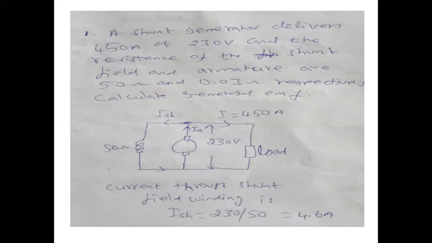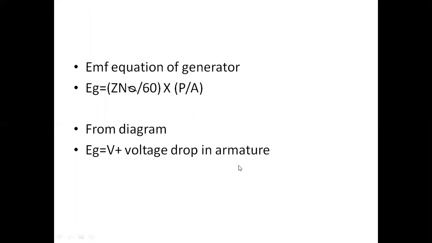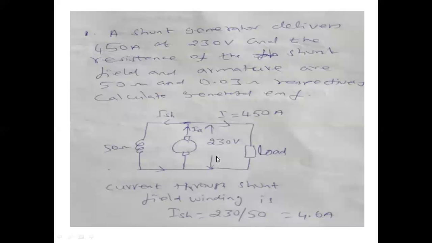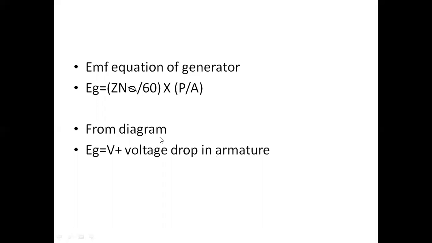A shunt generator delivers 450 ampere at 230 volt. The resistance of the shunt field and armature are 50 ohm and 0.03 ohm respectively. So calculate the generated EMF. We use the EMF equation of the generator, which is V plus voltage drop in armature. V is given, 230 volt, and we have not been given the voltage drop in armature.